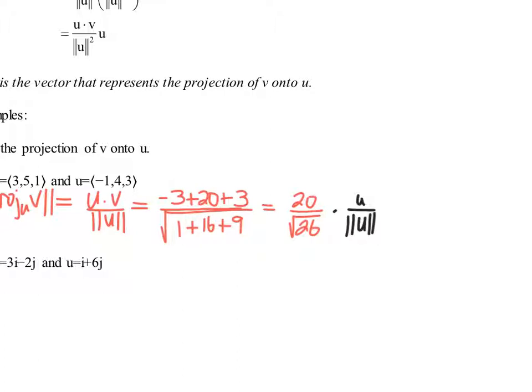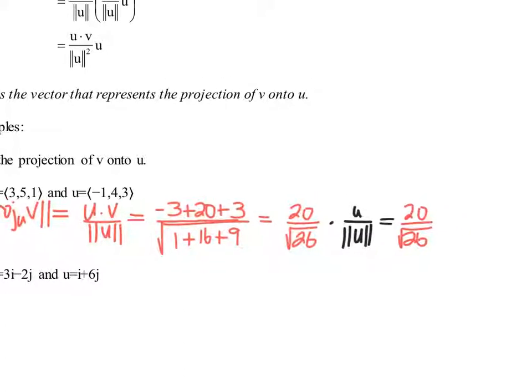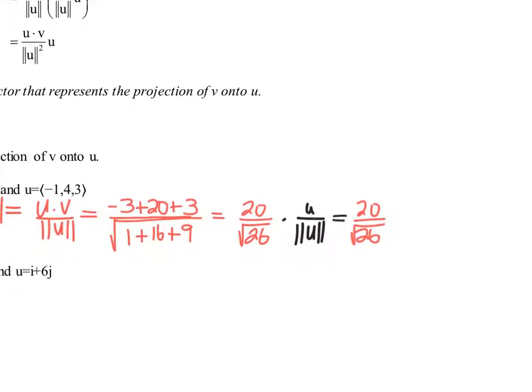So this would be, I need a marker, equal, we have 20 over root 26. We have the magnitude of U, we already figured that out. So I'm going to multiply it by U divided by that magnitude, each part of U divided by the magnitude, because the bottom of my component formula was the magnitude of U. So I'm going to take each one of these and divide by the square root of 26.